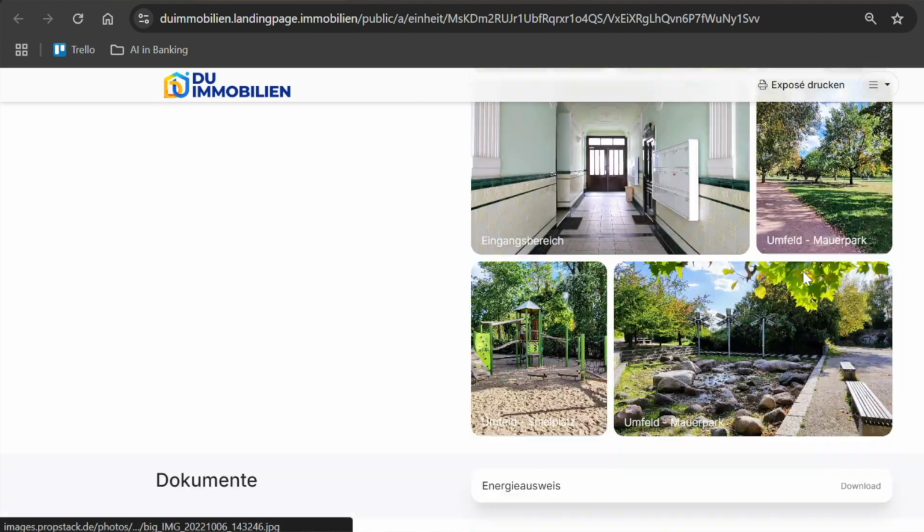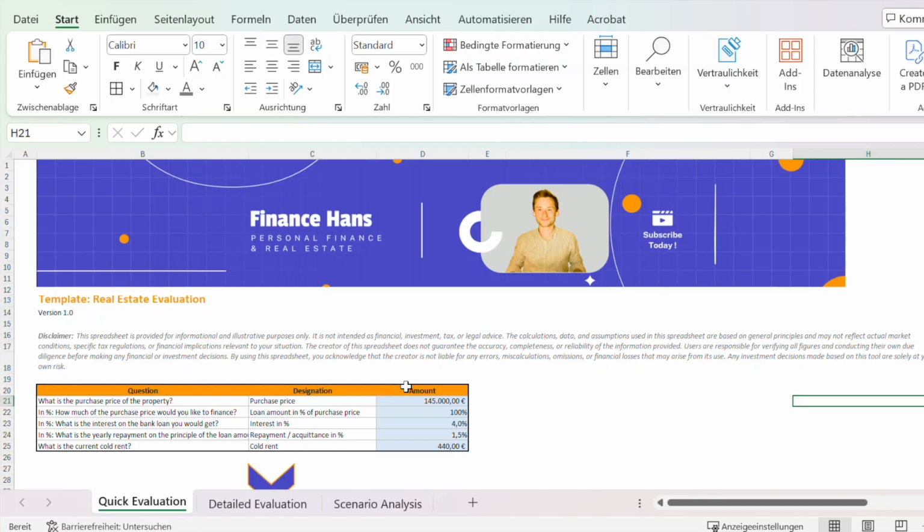But I think that's pretty much it. That's all we need for now. And the next step is then to analyze whether this is a good investment or not, right? So what we do is we take out our calculation spreadsheet, and this is what it looks like. This is what I have crafted.